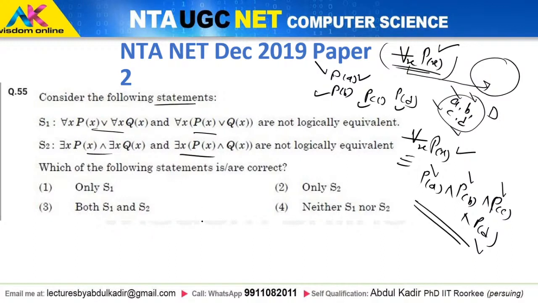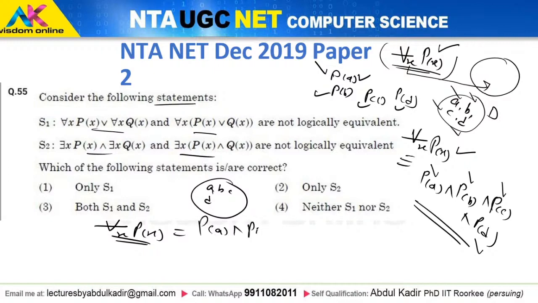So always remember this thing: how can we write for all x px? If we know the domain, let's assume our domain is a, b, c, d, then for all x px can be written as pa and pb and pc and pd. This is how you can write for all x px.